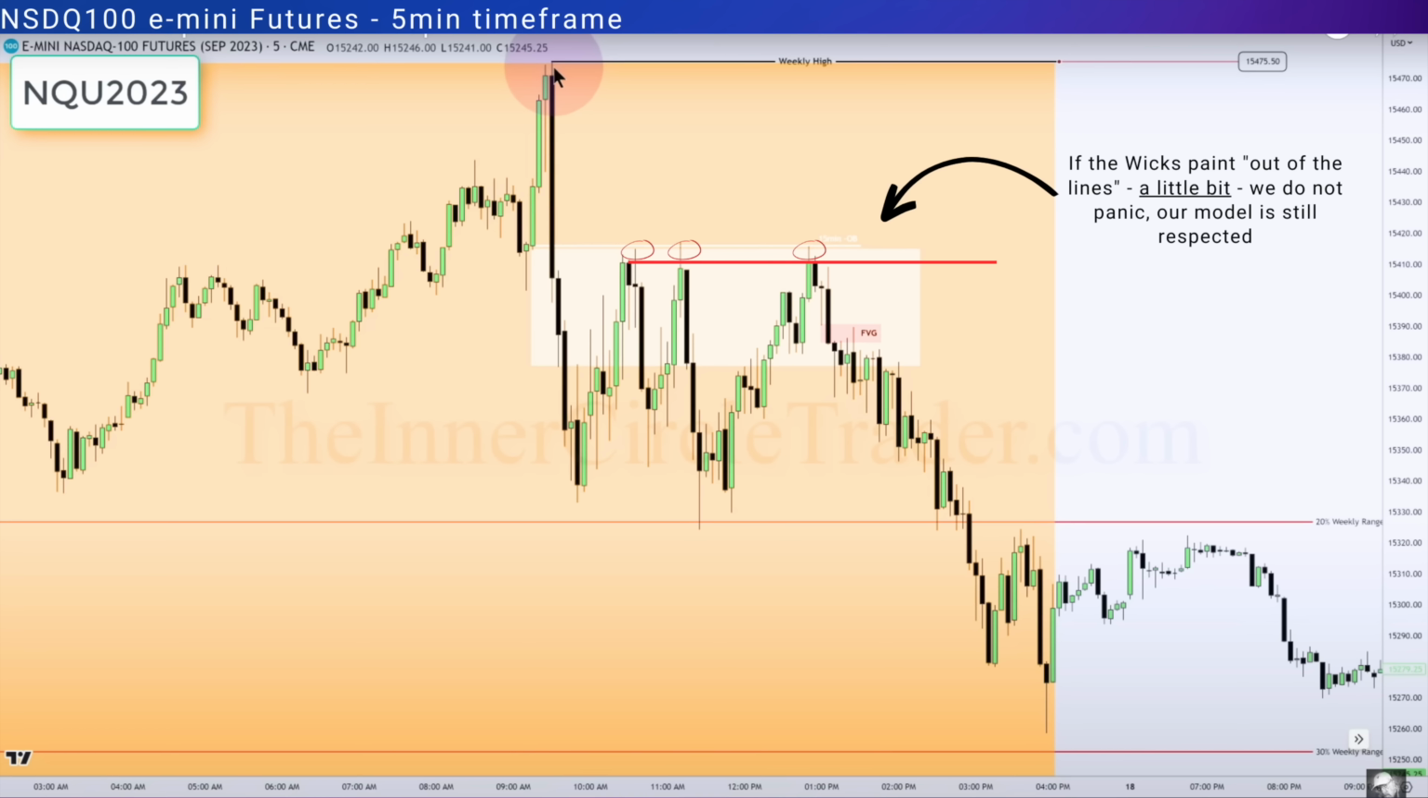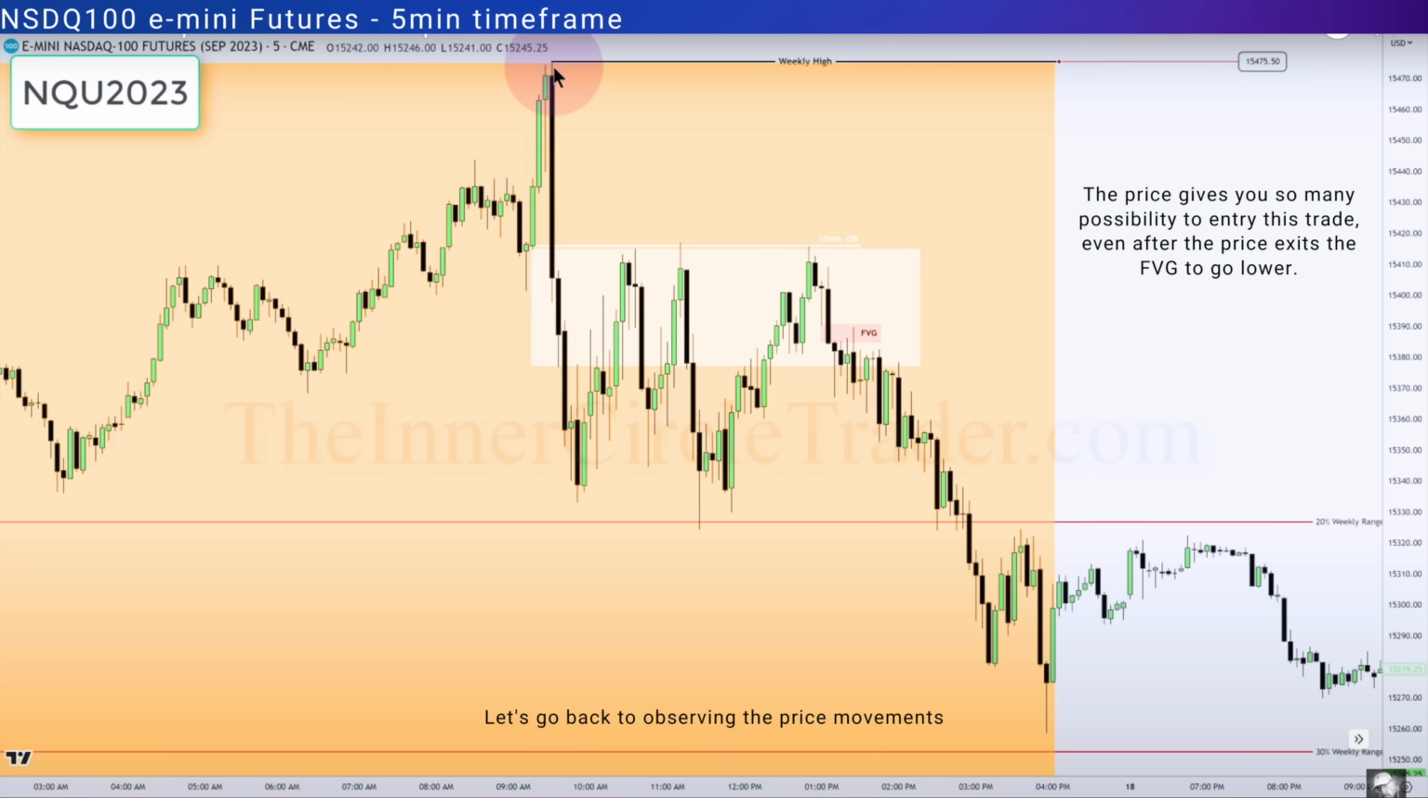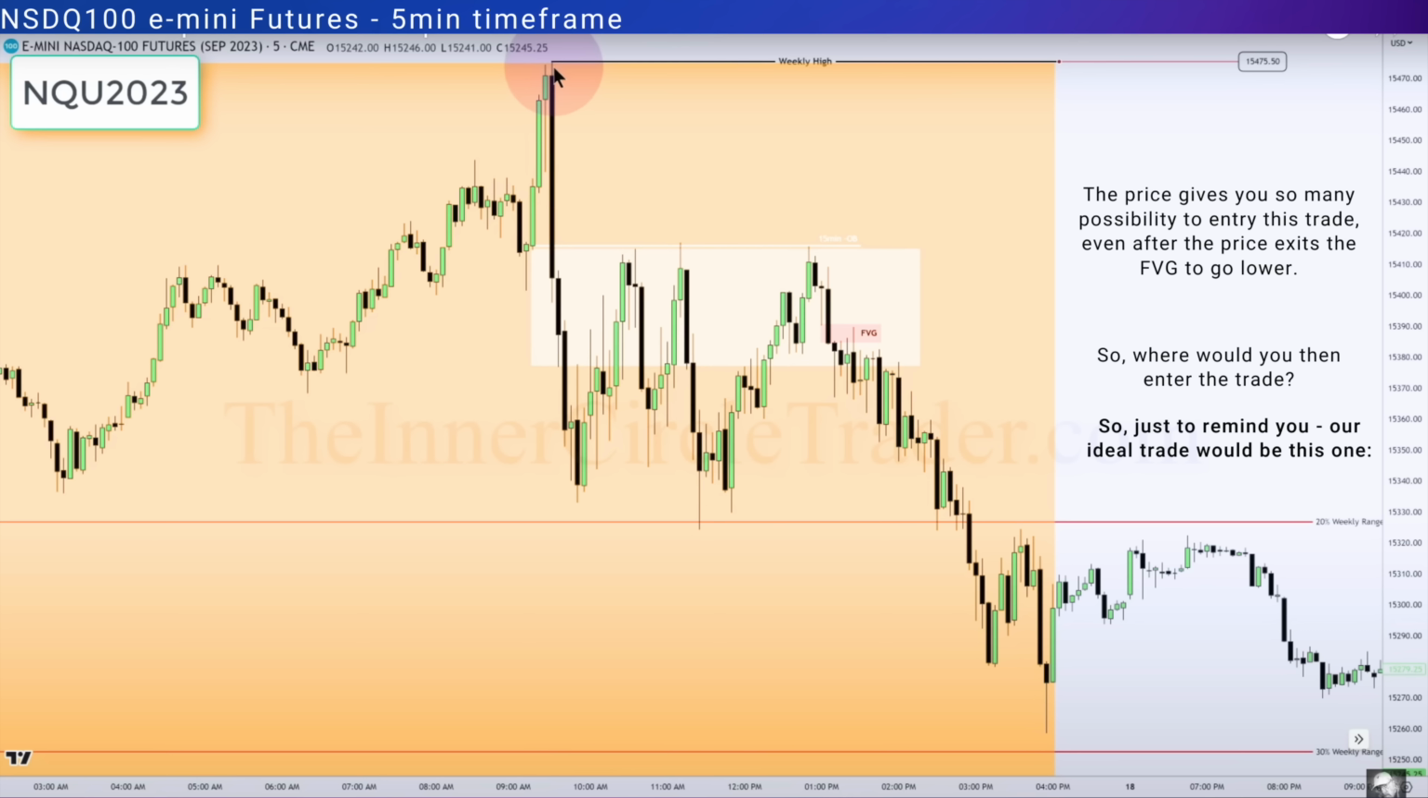Okay, let's go back to observe the price movements. Looking at the price movements here, we can see that the price is actually giving us so many possibilities to enter this trade, even after the price exits the fair value gap to go lower. So where would you then enter the trade? If you knew that the price is going lower, it's going to retrace between the 20% and the 30% of the weekly range, and it's going to somehow end up there. Where would you enter?